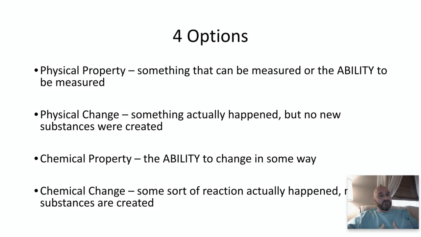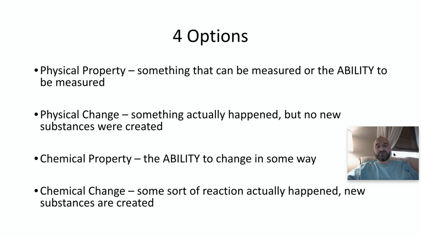So, you have four options. Physical property is something that can be measured, or is the ability to be measured. A physical change is something actually happened, but, and this is key, no new substances were created. We'll get into that in just a minute. A chemical property has the ability to change in some way, and in a chemical change, some sort of reaction actually happened, and this is big, a new substance was created.